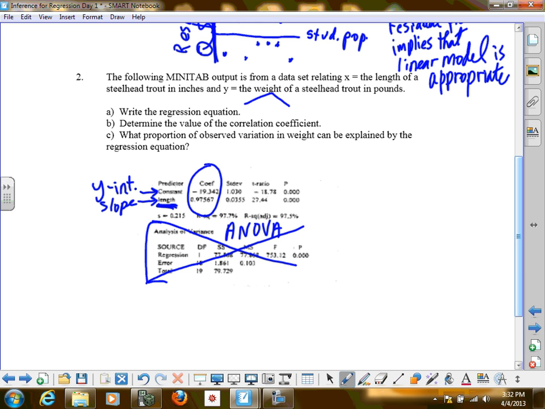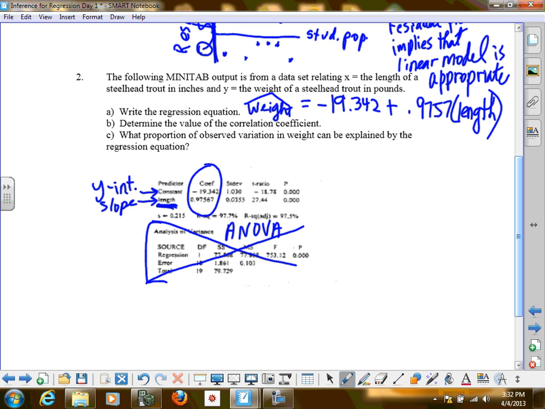Good. Okay, so now in words, what's our regression equation? Predicted what? Good. And I'm going to put the intercept first. Question. Is this y-intercept a plausible number for a length of a 0 inch length trout?